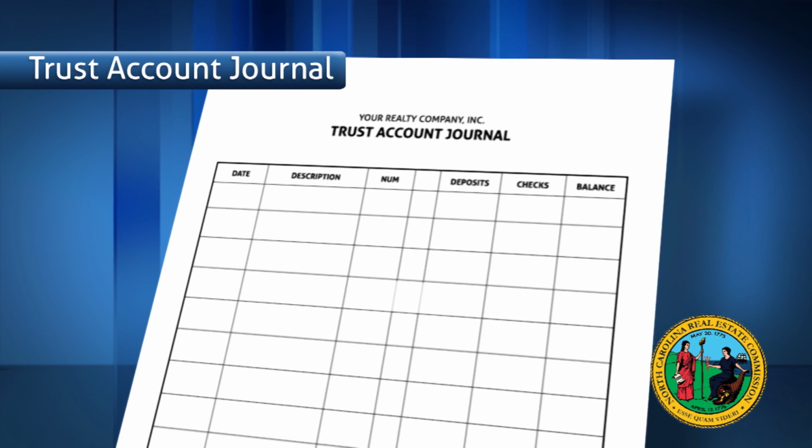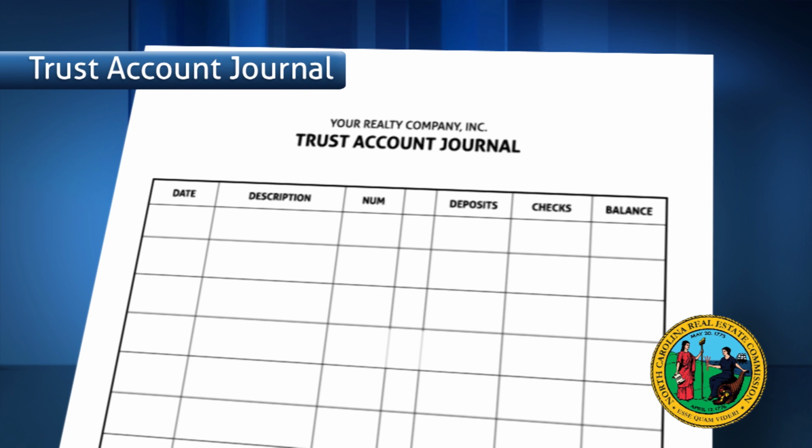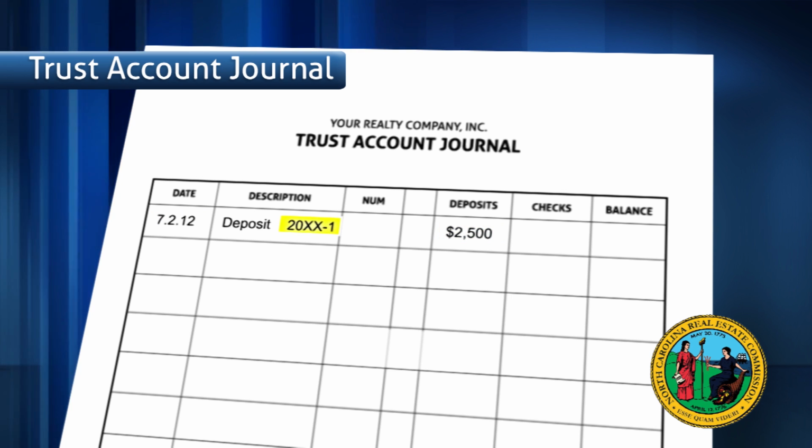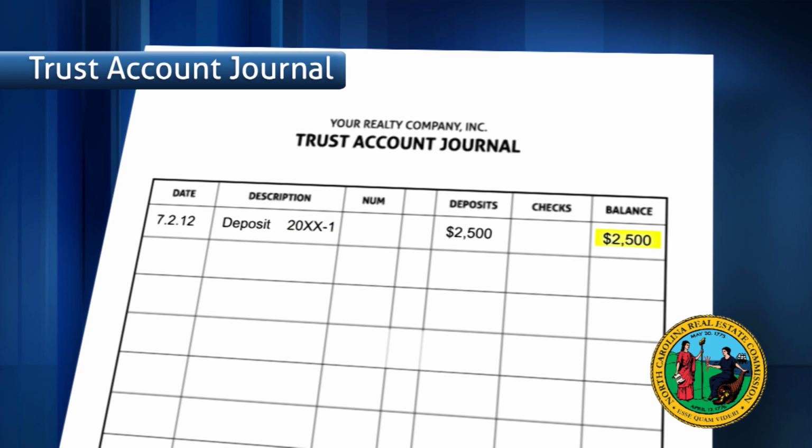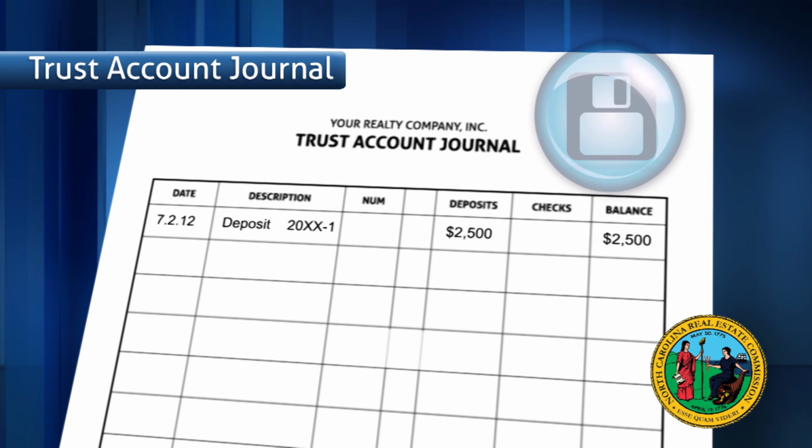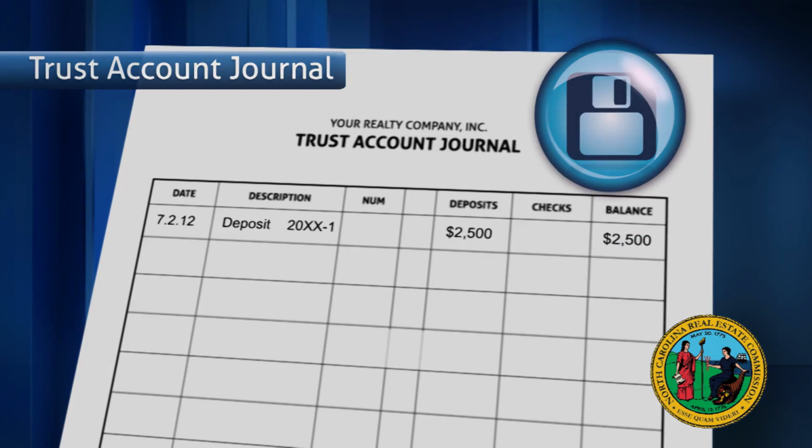On the journal, document the deposit of the earnest money deposit by identifying the date, the amount of the bank deposit, the reference number from the deposit ticket, and the running balance on the journal. Save the journal as part of your trust account records.